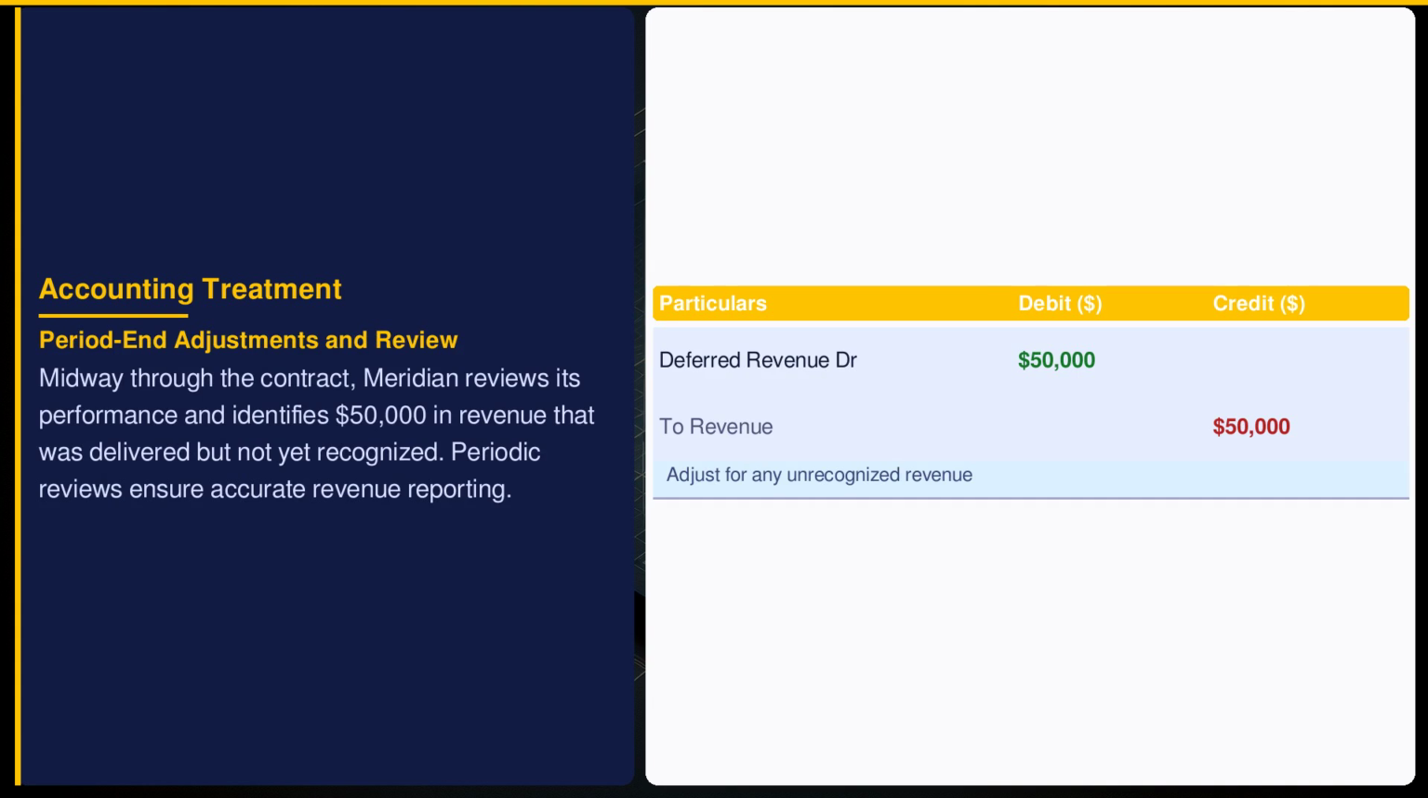Adjusting for $50,000 in unrecognized revenue helps Meridian align its financials with ASC 606's transfer of control principle. By moving funds from deferred revenue to revenue, Meridian ensures that all delivered goods are reflected in the financial statements, preventing understated revenue and enhancing transparency.